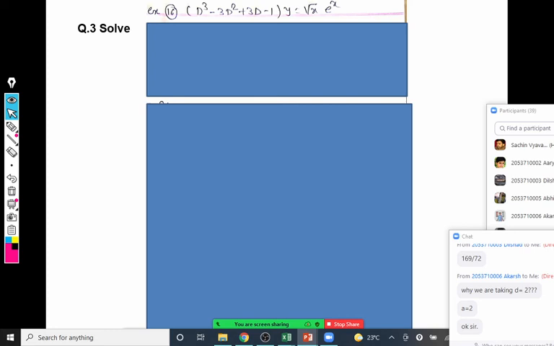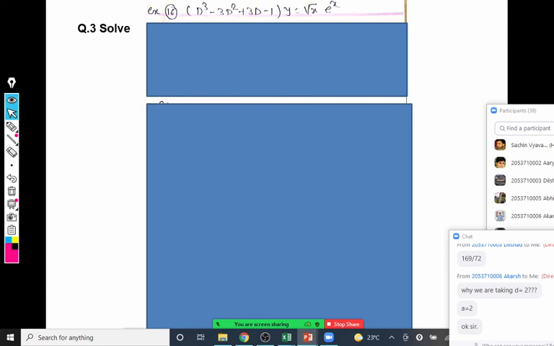Anyone completed YC? No one is completing YC there? It's very simple, no? Even though it is a cubic equation, it is D minus 1 to the whole cube. Very good, that observation is important. It is D minus 1 bracket cube, so 1 is repeated thrice. That is the root. So D is equal to 1, 1, 1.